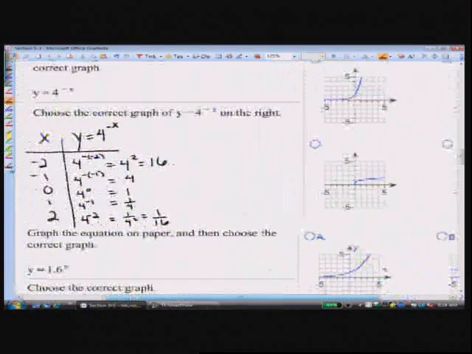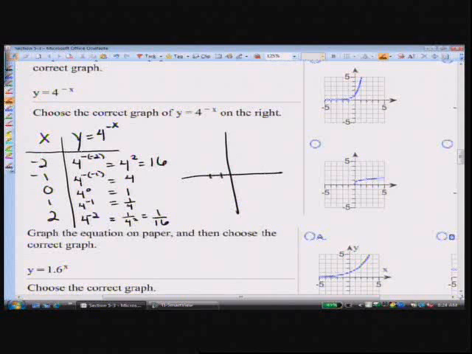Okay, so this problem, let me just sketch the graph. At negative 2, we got 16. 1, 2, 3, 4, 5, 6, 7, 8, 9, 10, 11, 12, 13, 14, 15, 16. Negative 2, we got 16. Then at negative 1, we got 4. At 0, we still had 1. And then at 1, you have a 4th. And then at 2, you have 1/16.